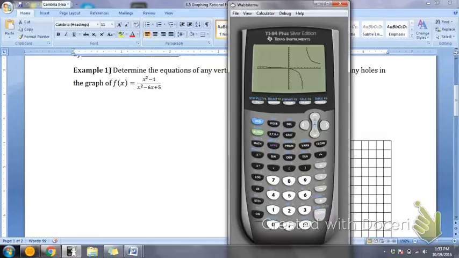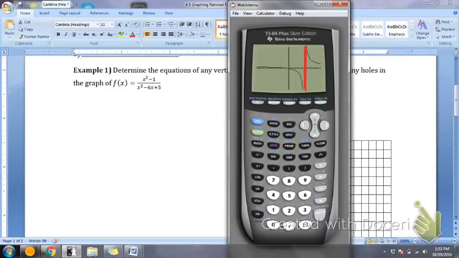Do you notice? Look up here on my calculator. Do you notice at 5 the graph splits? You guys see that? When x is 5, the graph splits, right? Because there's an imaginary boundary at 5, meaning your graph is never going to touch 5. It's going to get close to it, but it's never going to touch it.